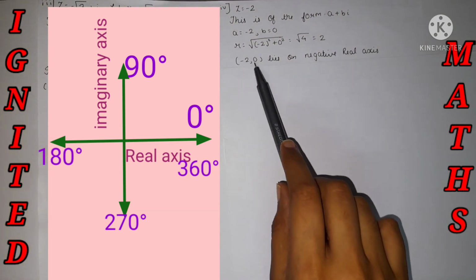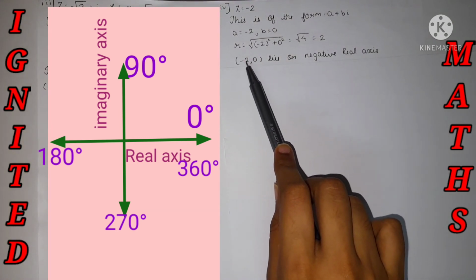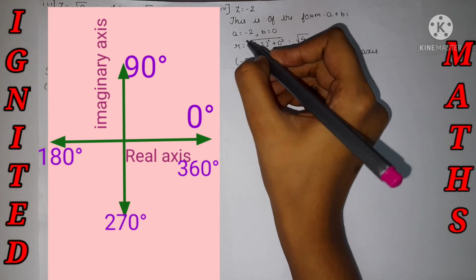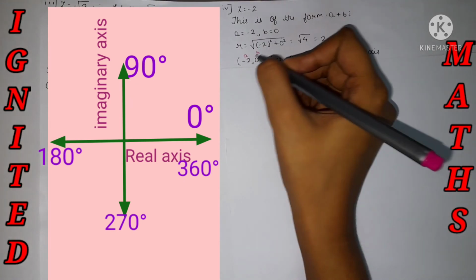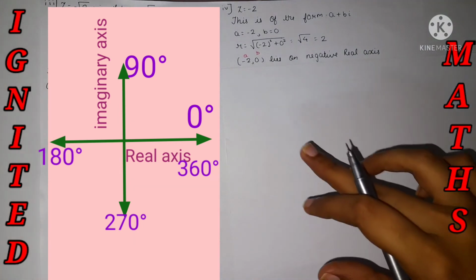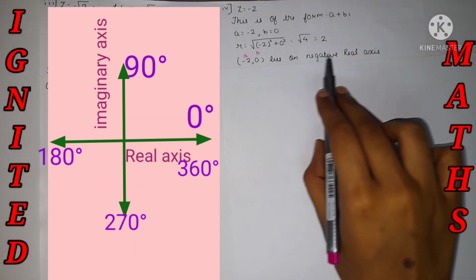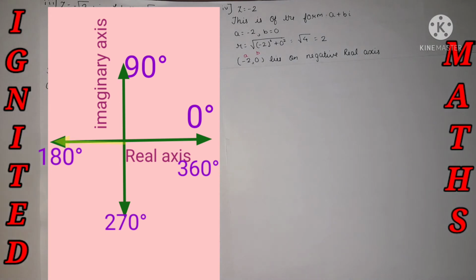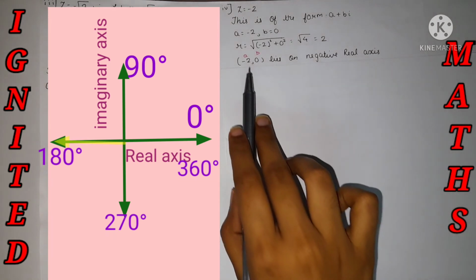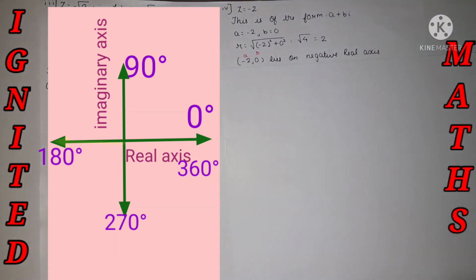Now minus 2, 0: this is my a value and this is my b value. So a is equal to minus 2 and b is equal to 0, which lies on the negative real axis. The negative real axis is nothing but my x-axis. The x-axis toward the first and fourth quadrant has positive values, and the negative real axis contains negative real terms. So minus 2 comma 0 lies on the negative real axis.